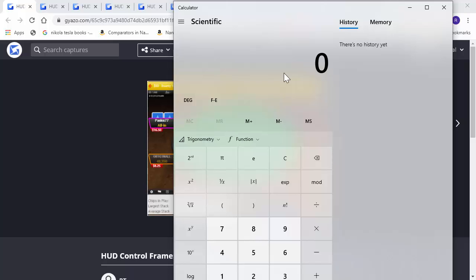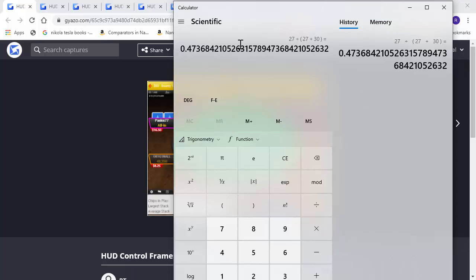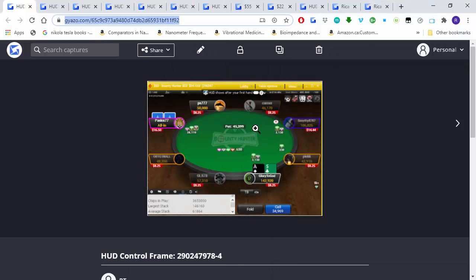It'd be 8,000 less than the pot, so it'd be... bracket. No, it can't be right. 8,000 less chips, 37,000 in the pot. Yeah, I gotta try this over.